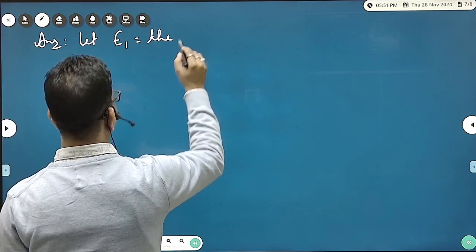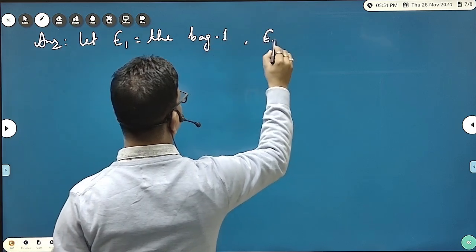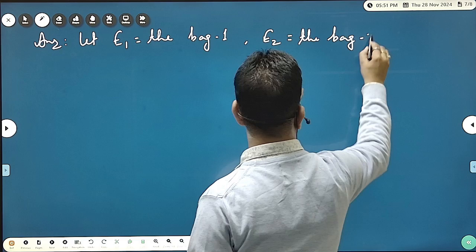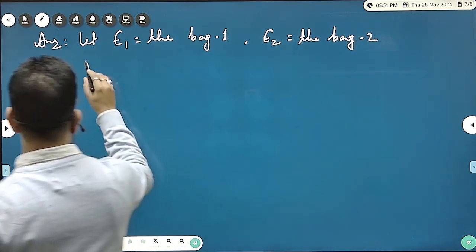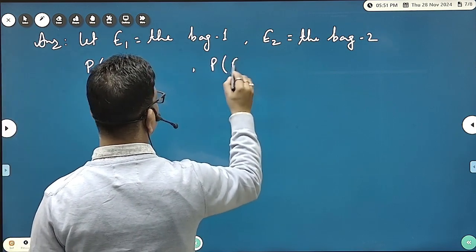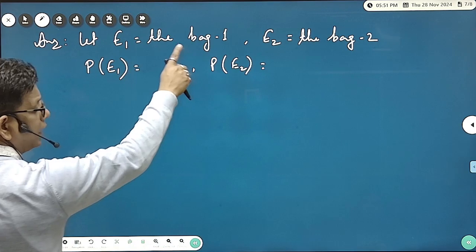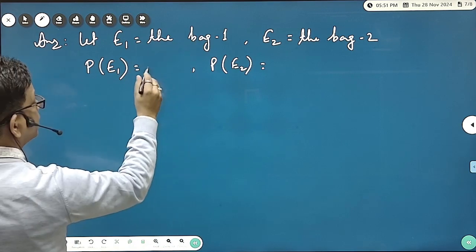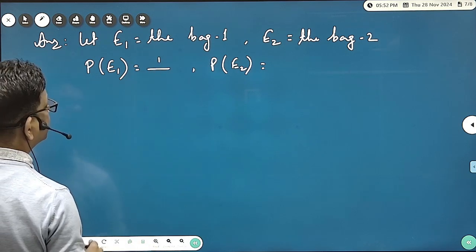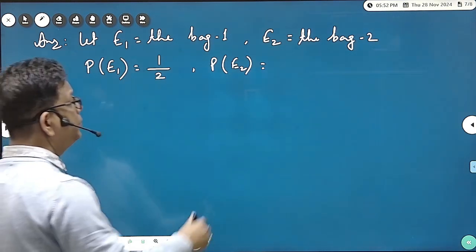E1, which one? The bag 1. E2, which bag? The bag 2. Now, if I try to find P of E1 and P of E2, what does it mean? P of E1 means bag 1. How many bag 1 are there? 1 bag. Total how many bags are there? So P of E1 is 1 by 2. There is only 1 bag 1 out of how many bags? P of E2, second bag.